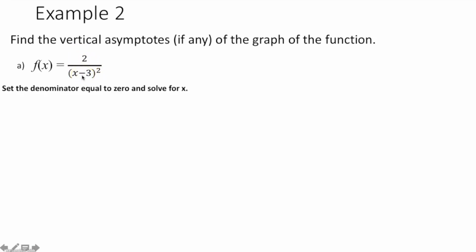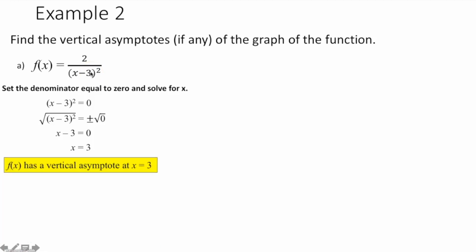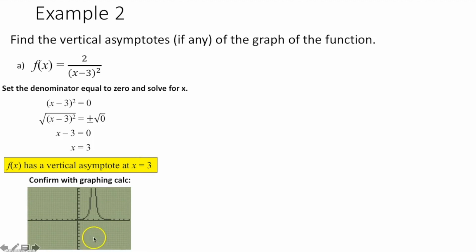So all we have to do to figure out what x values cause the denominator to equal 0 is set the denominator equal to 0 and solve for x. So I do that, and in order to solve for x, I square root both sides. I get x minus 3 is equal to 0. Add 3 to both sides, I get x is equal to 3. That means that 3, if I were to plug it in for x, would cause the denominator to equal 0, and therefore create a vertical asymptote at x is equal to 3. We confirm this with our graphing calculator, and you can see that at x is equal to 3, we have a vertical asymptote.